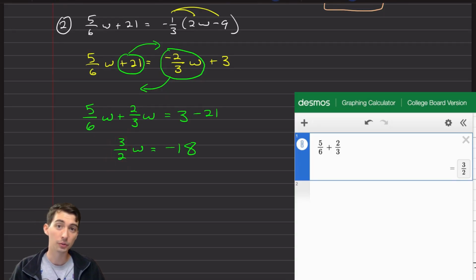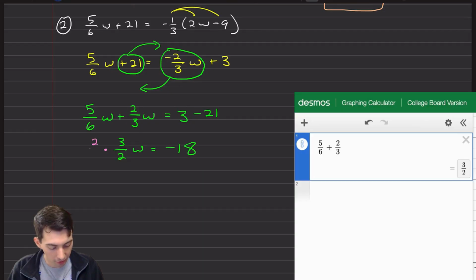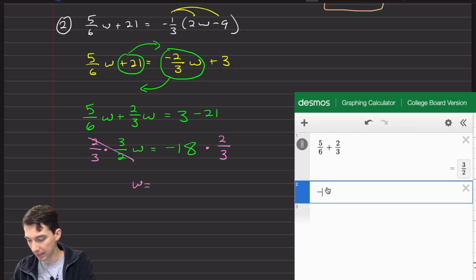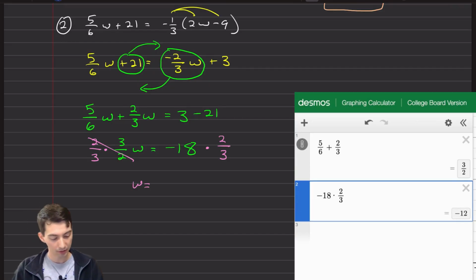What I'm going to do is multiply by the reciprocal to get that to cancel out. And the reciprocal is just the same fraction but flipped. So instead of 3/2, I'm going to multiply by 2/3. And that will get it to cancel. And so I'll multiply the right by 2/3 as well. And when I do that, I can do that down here and say -18 times 2/3 is going to get me -12. Now let's check this in Desmos.